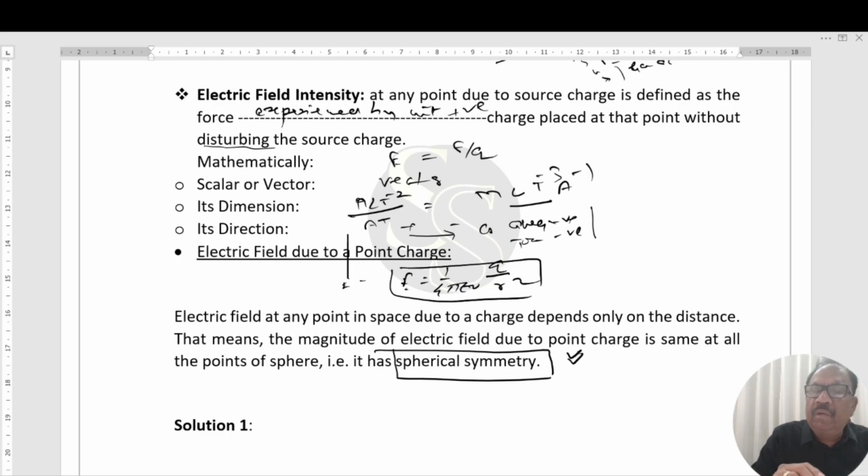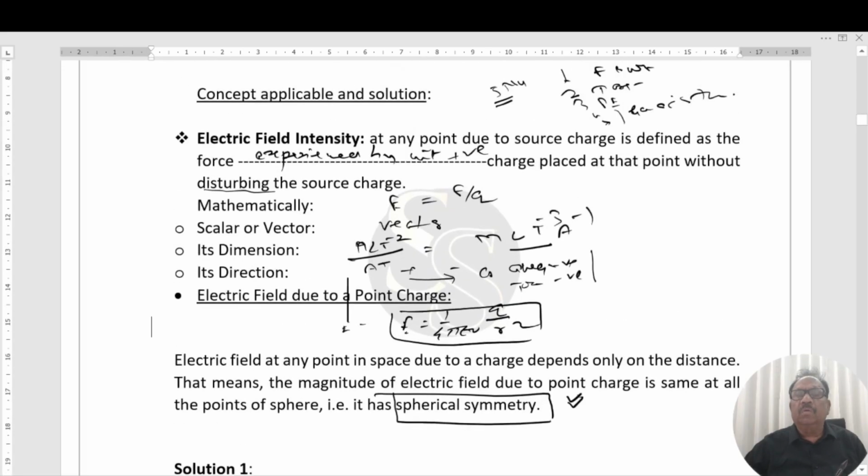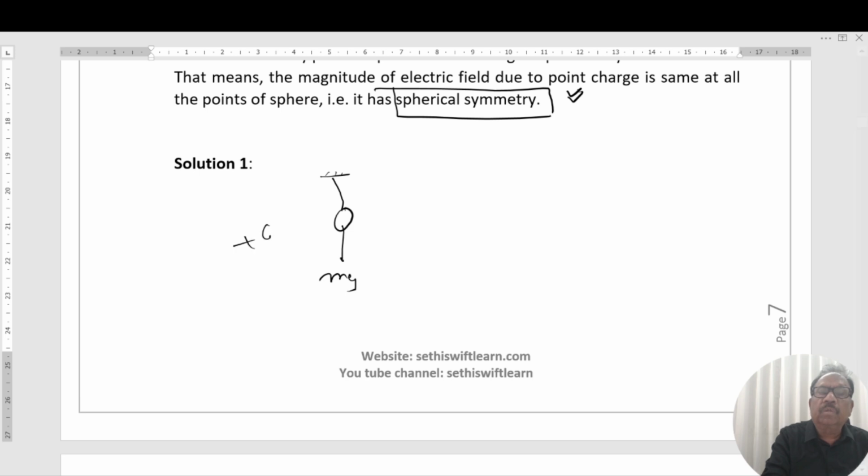Electric field due to a point charge has spherical symmetry, right? Let's start the question. There is a string with a 6 microcoulomb charge, with weight mg, and the electric field is acting downward. Then, what will be the tension in the string?